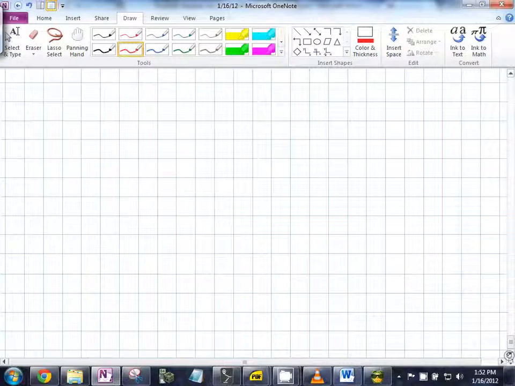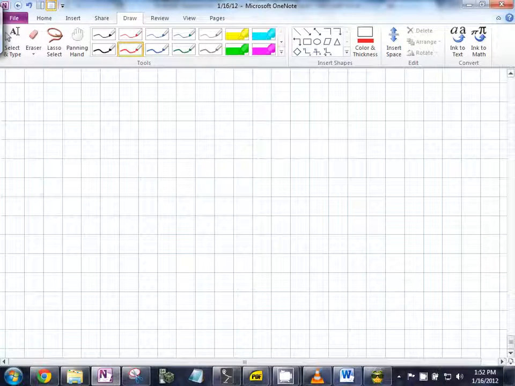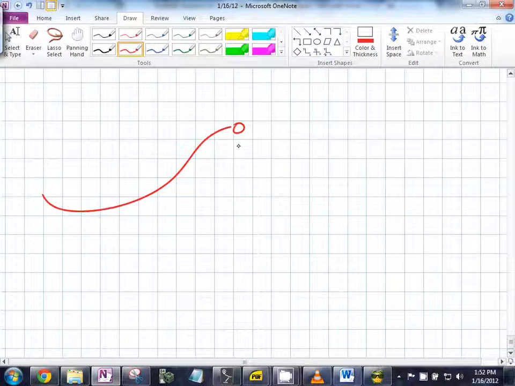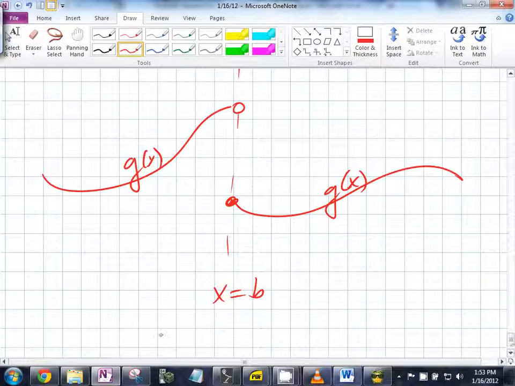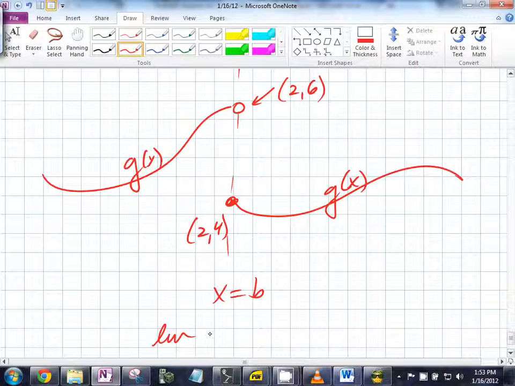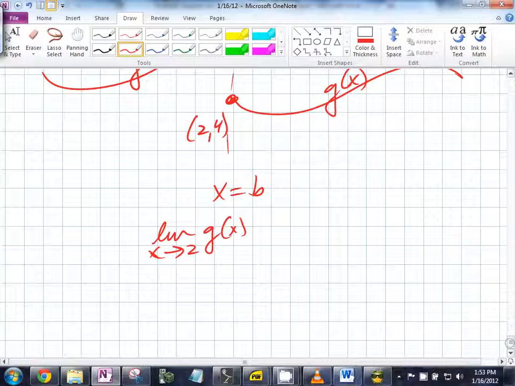What's the limit of g of x as x goes to 2? No, it just says x goes to 2. What is it? How about 2 from the right? 4. What's the limit as x goes to 2 from the left? 6. So what do we say that the limit as x goes to 2 of g of x equals? Does not exist because the left and right hand limits are different.